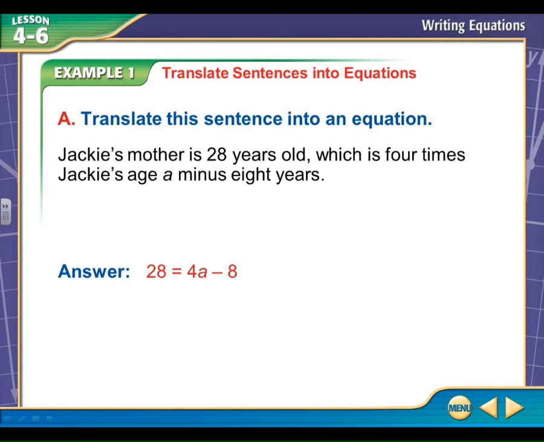So 28 equals 4 times Jackie's age minus 8. And again, we know that is equal to 28. This is 4 times Jackie's age minus 8. If you write those numbers above the words, then it's easier to translate it into an equation. And remember that order matters in subtraction.